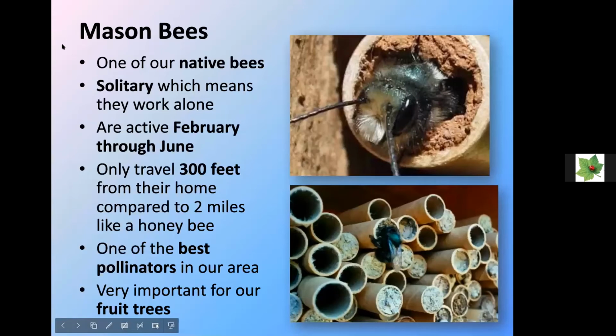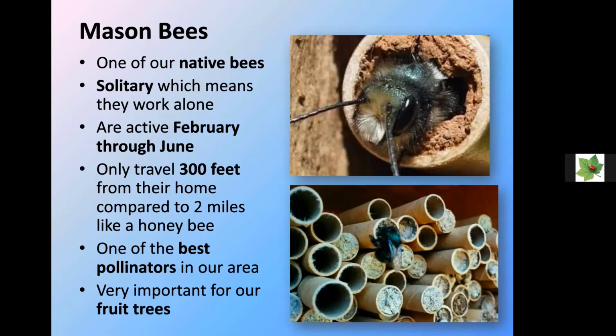As I mentioned, the mason bees are one of our native bees. They're also solitary, which means that they work alone. They don't have a big nest or hive that they're going back to. They are the most active from February through June, which is one of the reasons why I said the honeybees are not as great at pollinating. Sometimes they're lazy. They don't like our cool, wet springs, whereas our mason bees will come out in all weather and they will be out doing a lot of the main work that we have.